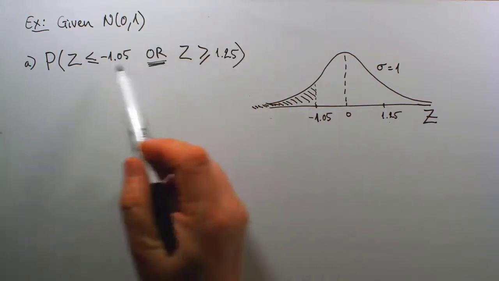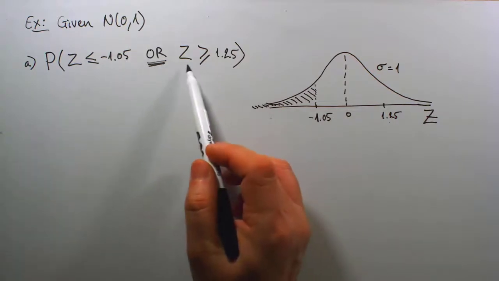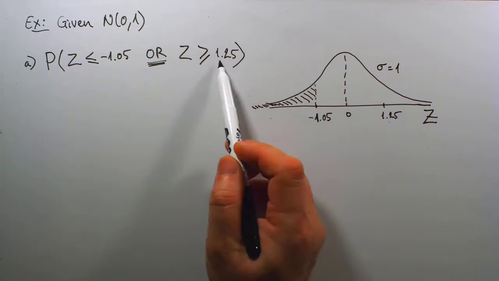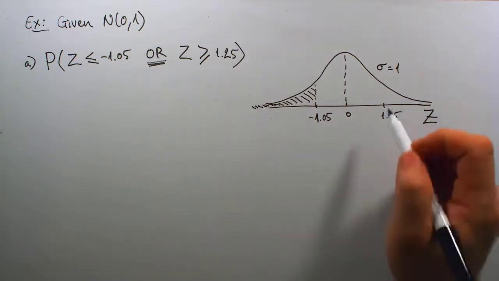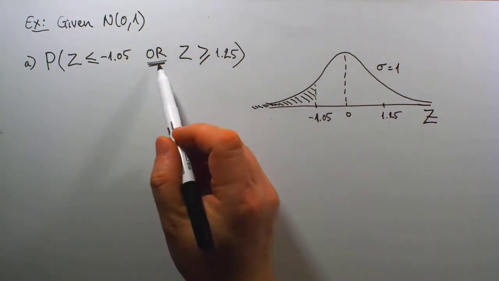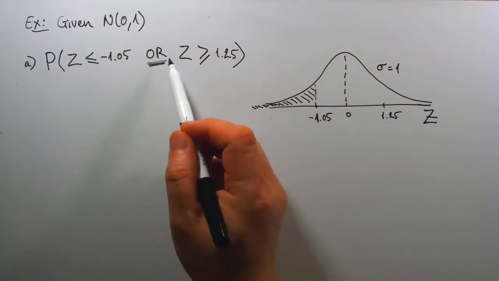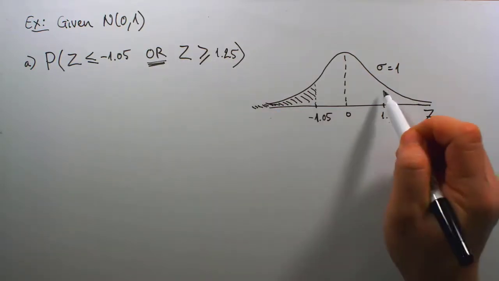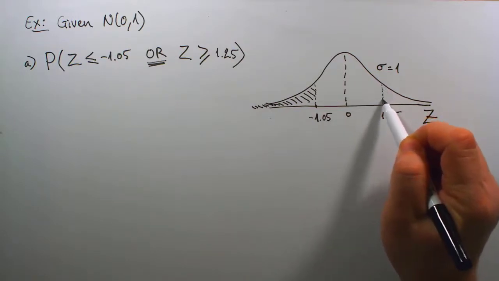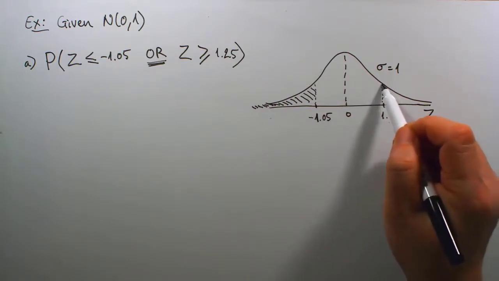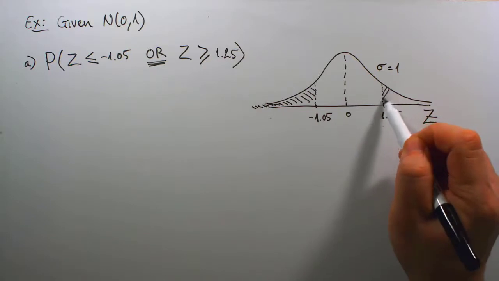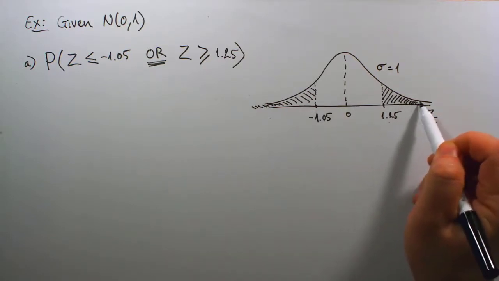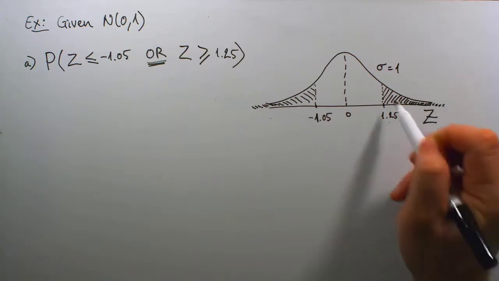And then "or" here means we extend our possibilities. Aside from that, we also look for those z-scores greater than or equal to 1.25. So that's what the "or" means. We extend our count, our consideration. So we also want to consider those z-scores above or equal to 1.25. That means additionally we have another area being shaded to the right-hand side of 1.25.